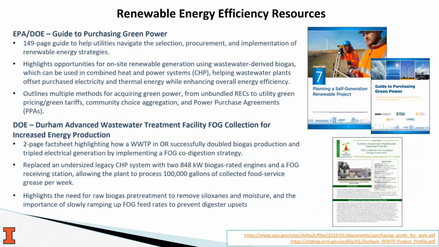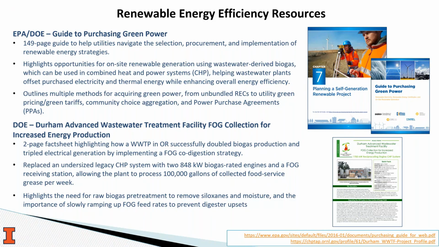And very quickly, I wanted to highlight some of those renewable energy resources. So the first one I have on here is a 149-page guide from EPA on purchasing green power. It highlights the opportunities for renewable energy at wastewater utilities, such as on-site generation like biogas, CHP systems, solar, and how you can go about purchasing or going through the acquisition process for getting the equipment needed for those renewable energy systems. So if you're considering these kinds of systems, the guide will show you how to select, how to evaluate, and how to implement the most cost-effective renewable energy system into your utility operation.